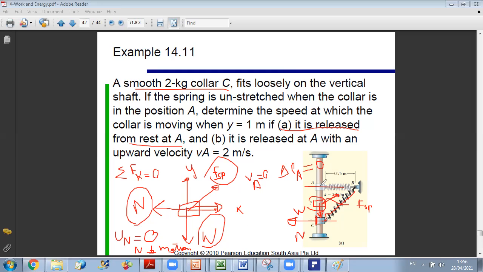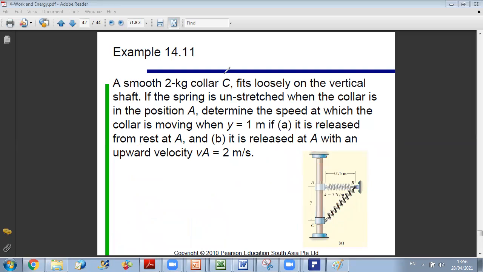Okay? Now for state 1, we said it's unstretched, so the elastic potential energy V at A is 0. For the gravitational, we need a reference, so why not take the initial position as the reference, so the gravitational V at A is also 0. So if we take the reference at the initial position of the collar, then the gravitational at A is 0. Now what will happen at C? Let's erase this because it got crowded.